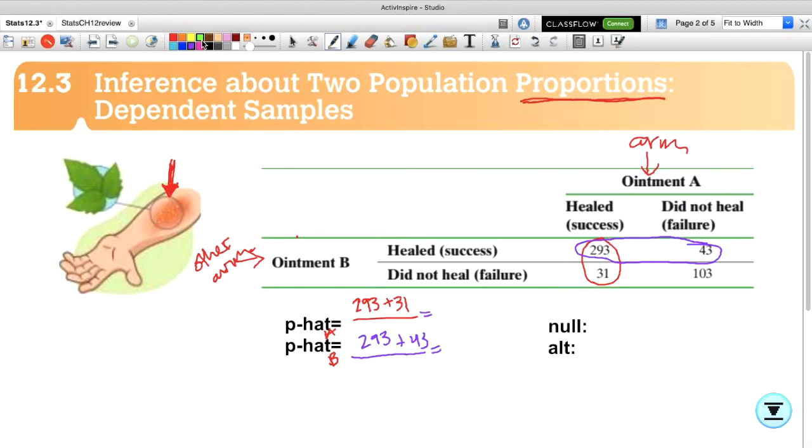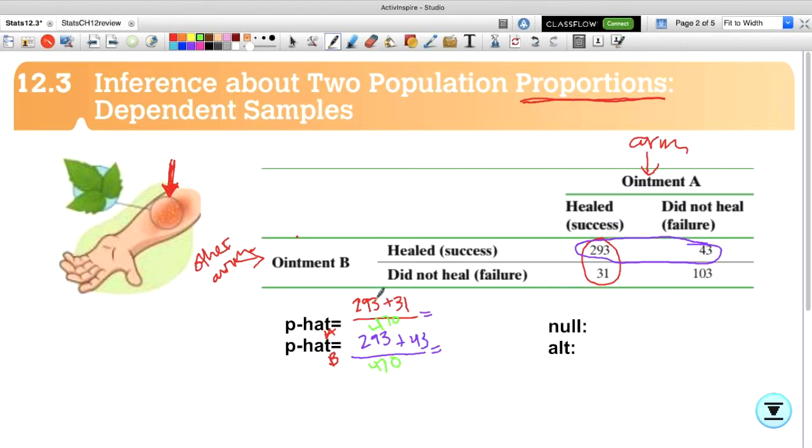Now, because we're dealing with a proportion, we have to deal with piece over whole. So to figure out how many total people were surveyed, we'd have to add all four of these numbers: 293 plus 31 plus 43 plus 103. If I added all those up, I'd get 470. So that becomes the denominator on each of those.